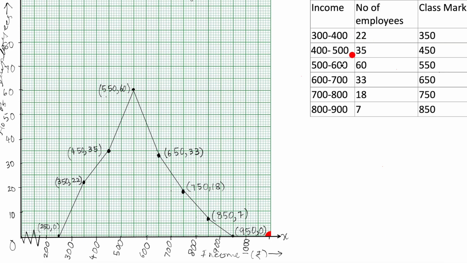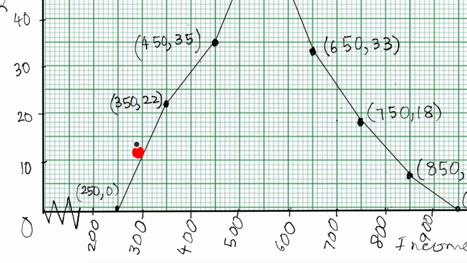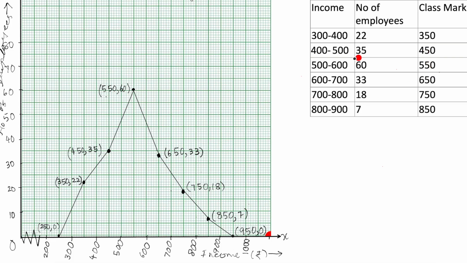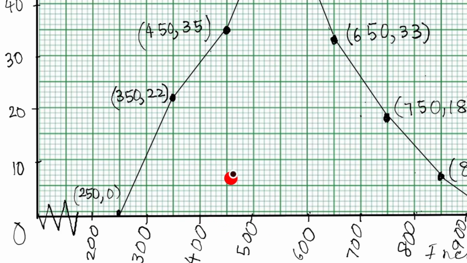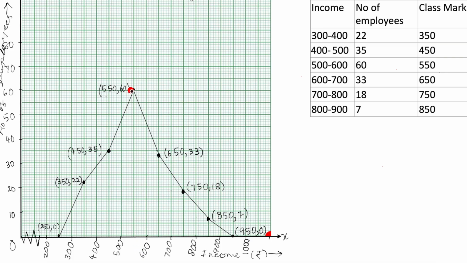So 350, 22. This is 300. This is 20. So 350 and 22 will be here. From here to here, can you see there are 10 divisions? So take 2 divisions above 20, that gives you a 22. So 350, 22, mark that point. Next one is 450, 35. So 450 is here, 450, and you will take this, which is 35. Got that? Now look at 550 and 60.